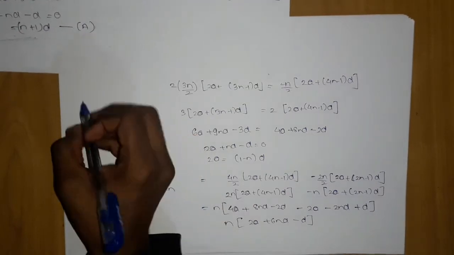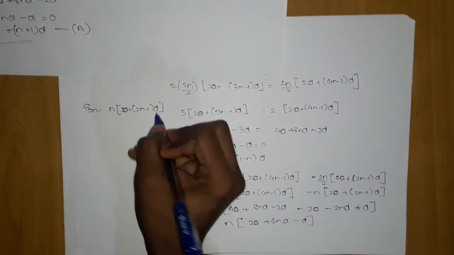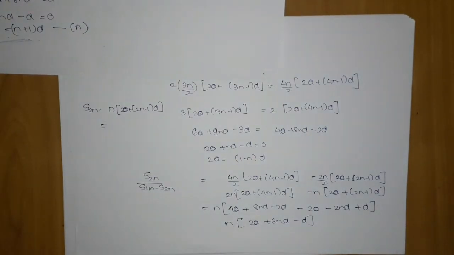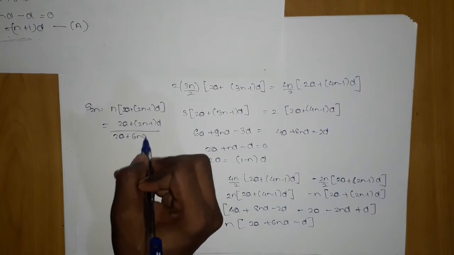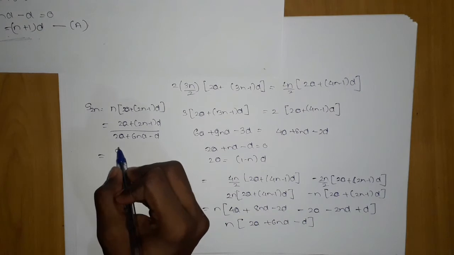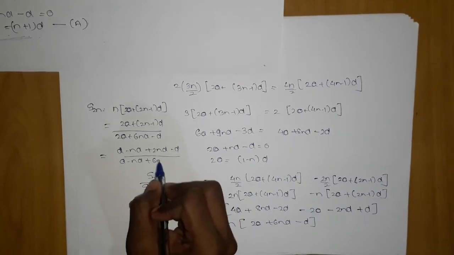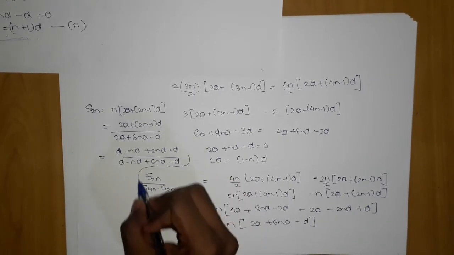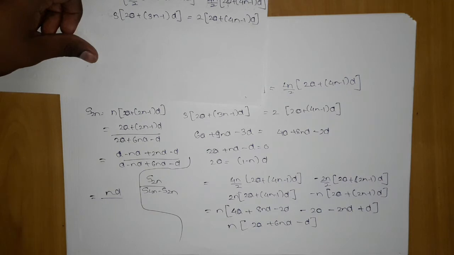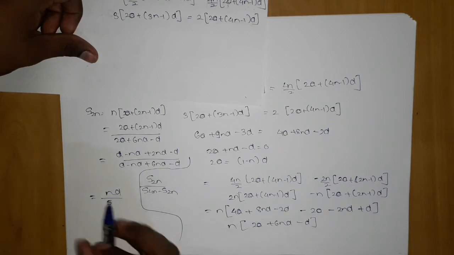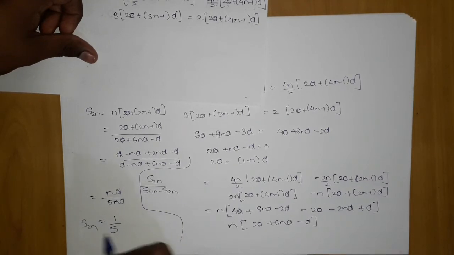Similarly, let's calculate S2n. What we have, 2n upon 2 into n into (2a plus 2n minus 1) into d, which gives me 2a plus (n minus 1)d. So n will cancel out, which gives me (2a plus 2n minus 1) into d upon 2a plus 6nd minus d. Now let's substitute the 2a value: d minus nd plus 2nd minus d over d minus nd plus 6nd minus d. This will cancel out, this will give me nd, and here this will give me 5nd. So we have 1 by 5. So 1 by 5 is the answer.